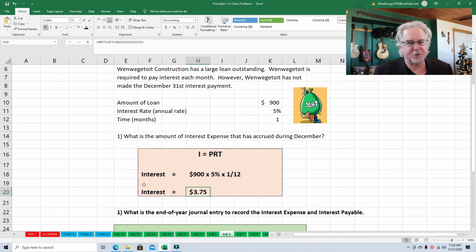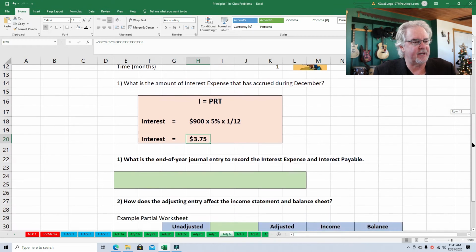If you do the math, you get $3.75, which is not a lot of money here, but I'm trying to keep the numbers really small, so that way you can focus on the concept and not worry about the numbers so much. But that's as difficult as the math gets right there.